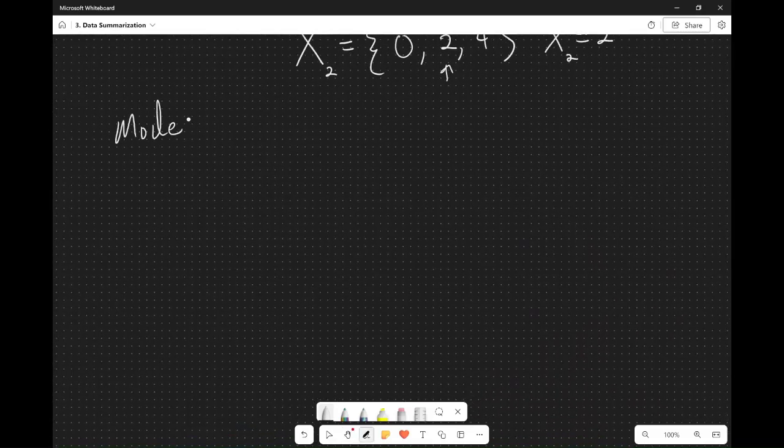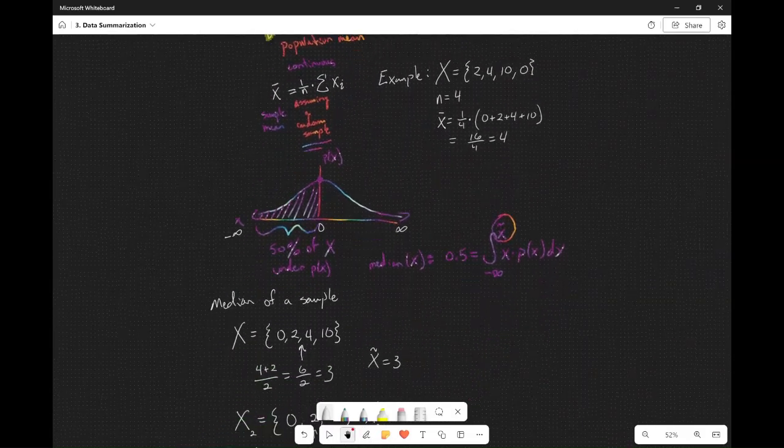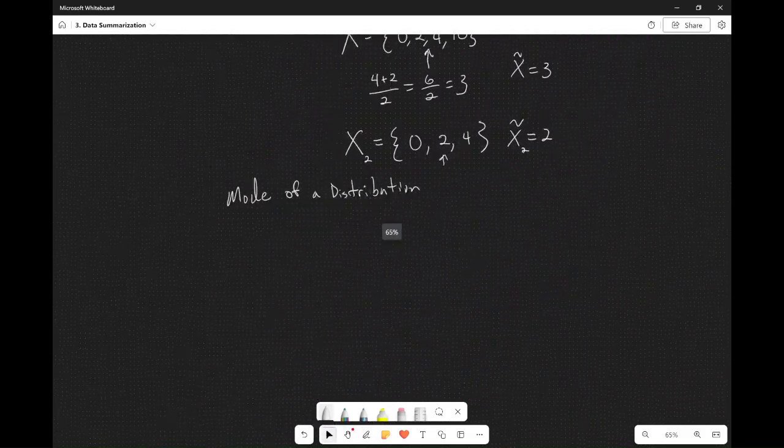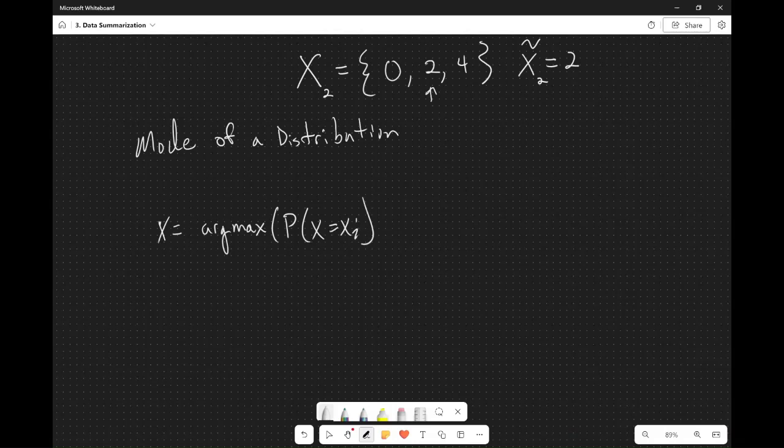So the mode of a distribution. Remember, or sample. We're talking about modes, medians, and means of distributions. Mean of a distribution, median of a distribution. Now we're going to talk about the mode of a distribution. The mode of the distribution is the x value that has the highest probability density or mass. So what that means is I want to find the x that is equal to the arg max of the probability of x equal to some xi. We're looking for this xi.